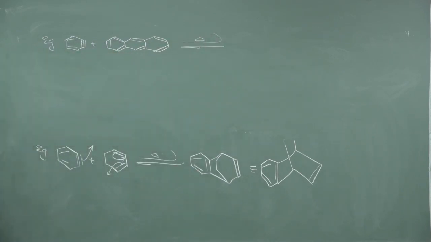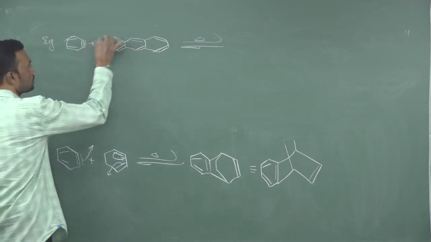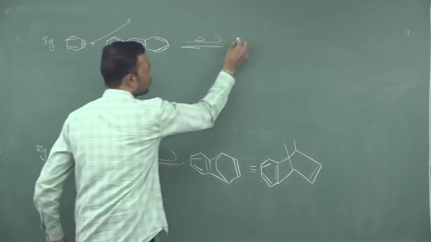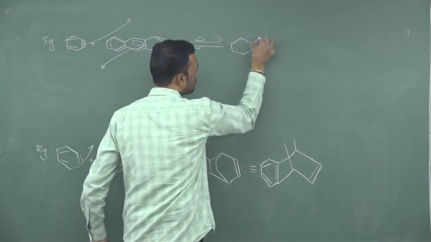Which diene participates in this one? The middle. Why? Because the remaining two will attain aromaticity. So can I write like this? This will migrate here, touch here. This will migrate and this will transfer here. So here you may expect this product.